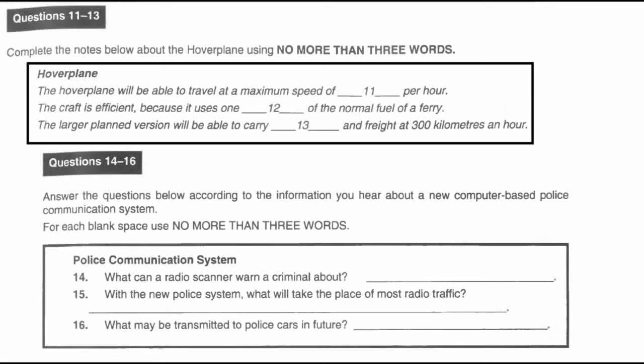What's more, if the initial trial is successful, the system may be upgraded so that even maps can be sent to police cars, allowing pursuits to be visually coordinated. Will this spell the end of the high-speed car chase?